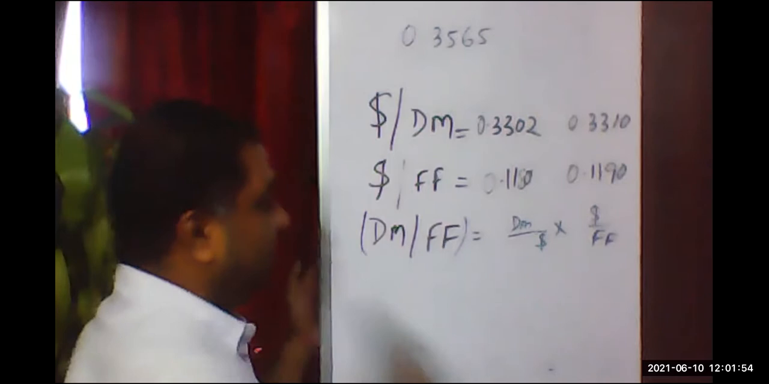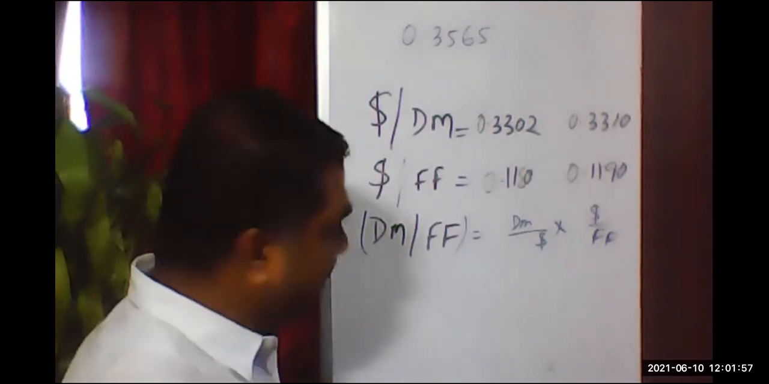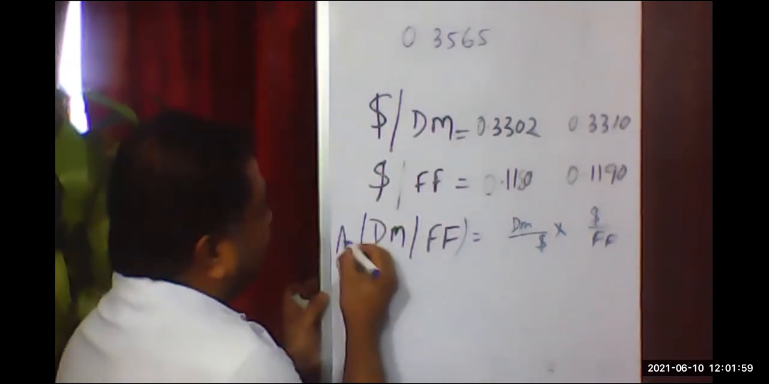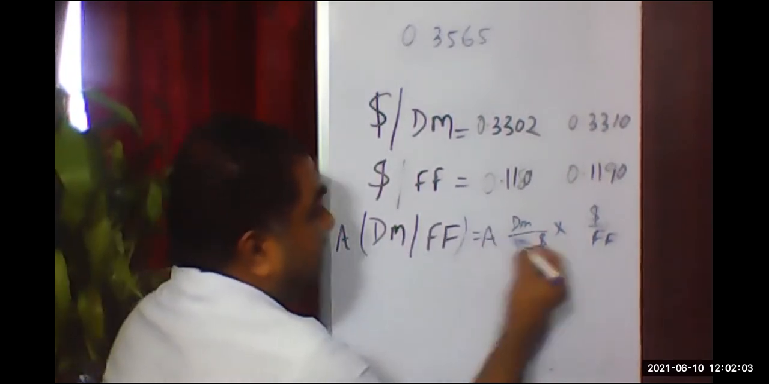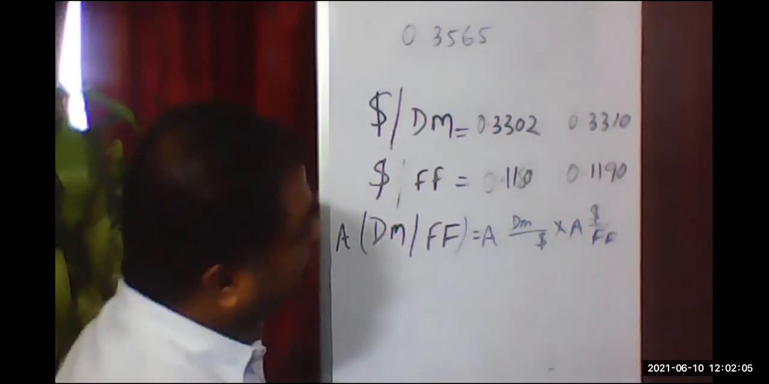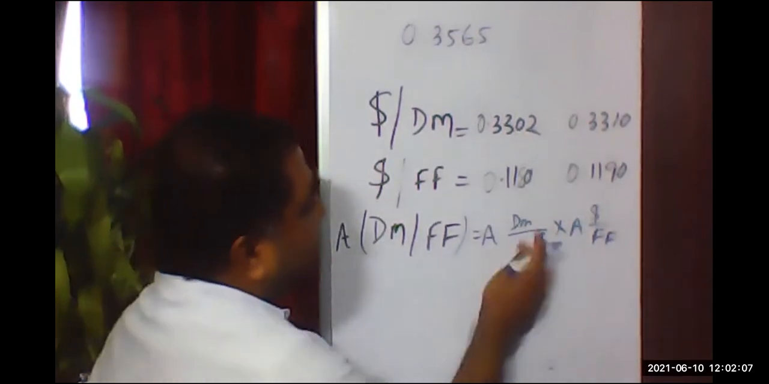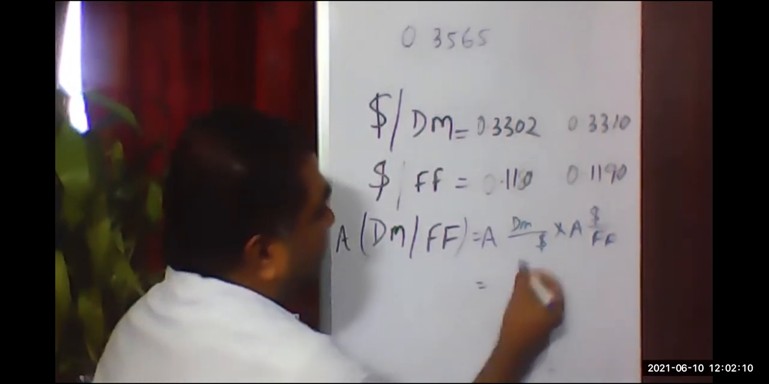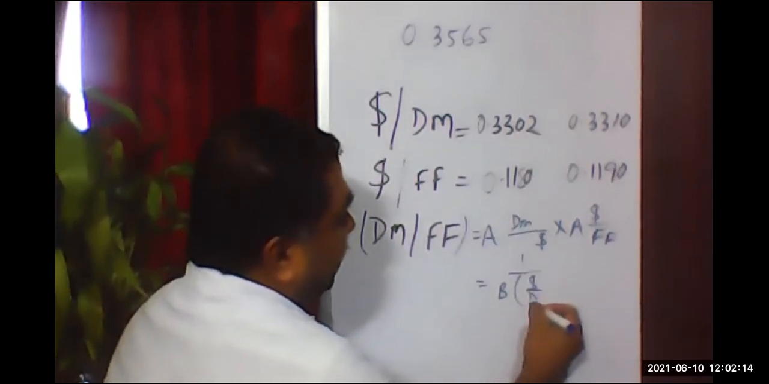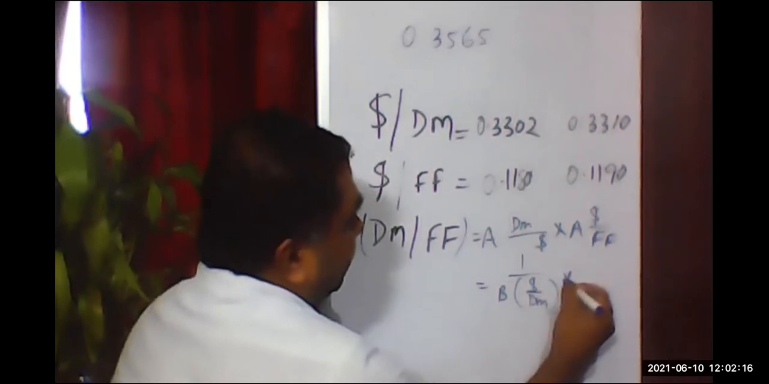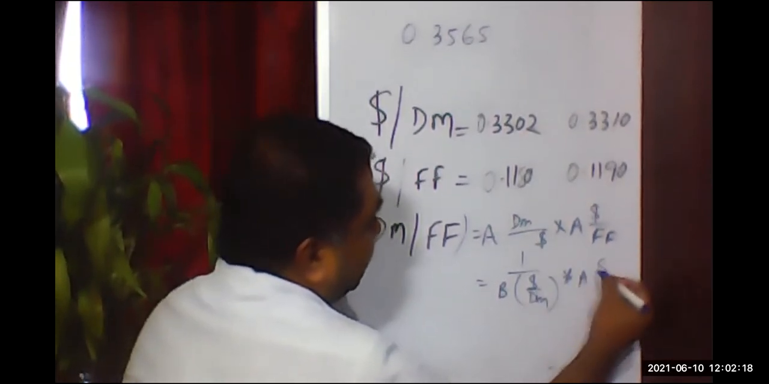Ask dollar by DM. If I am thinking I will be calculating ask DM by French franc, then it will be ask DM by dollar into ask dollar by FF. Ask DM by dollar is not there. Ask DM by dollar is equal to 1 by bid dollar by DM into ask dollar by FF.